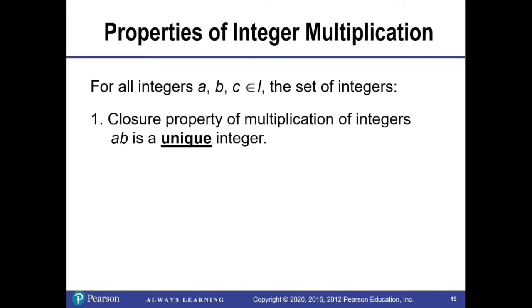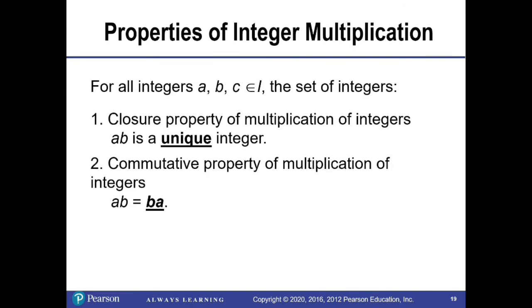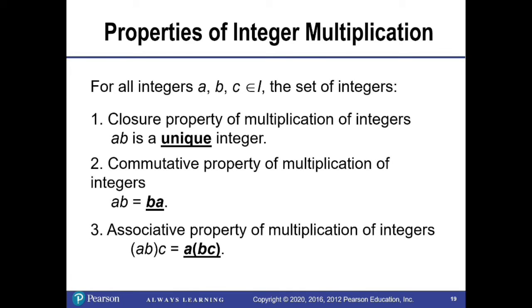Now, let's look at our properties for integer multiplication. Our closure property of multiplication holds for integers. That means when I multiply 2 integers, I get a unique integer. The commutative property holds for multiplication of integers. We saw this earlier. 3 times negative 2 is the same thing as negative 2 times 3. Order doesn't matter for multiplication. Our third property is our associative property. Remember, the associative property changes our grouping.